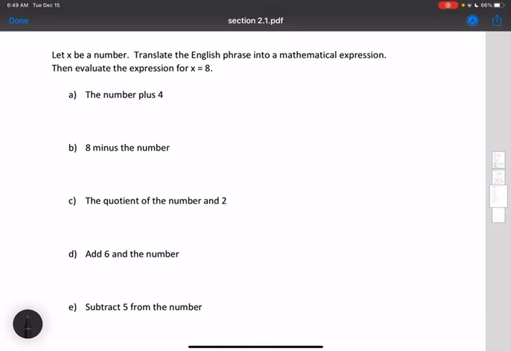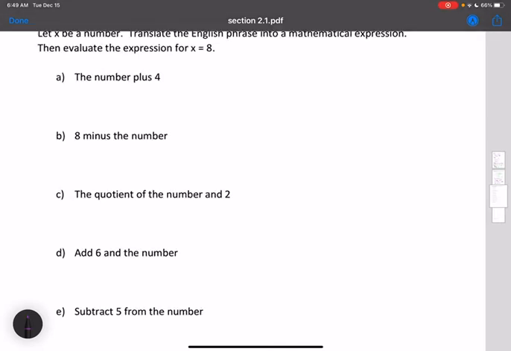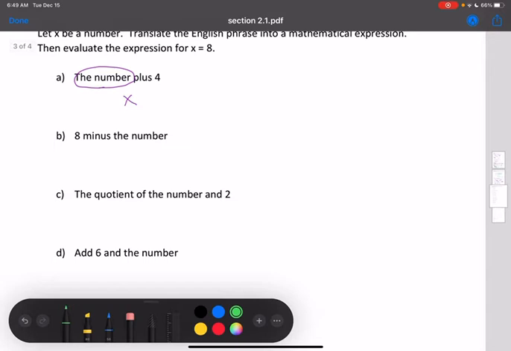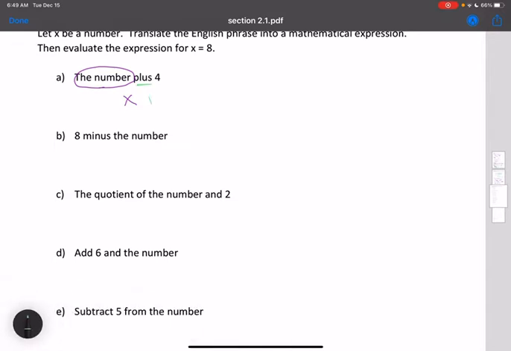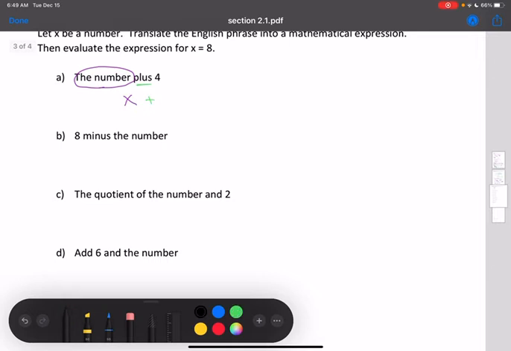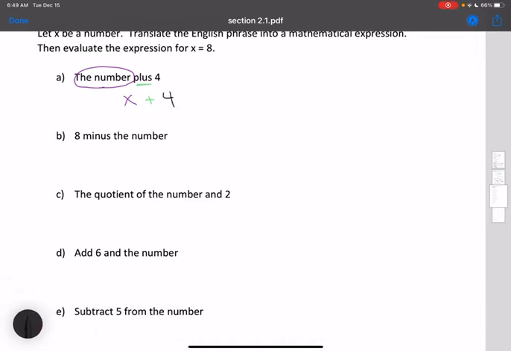Let's do these together. So we have the number plus 4. I'm going to circle these different parts to try to help it not be too confusing. The number, that would mean the variable, right? So the number plus means what? Plus, add, right? Plus that 4. So that's our expression, x plus 4. And then off to the side, if we were to plug in x equals 8, what would I have? That 8 plus the 4, I'm just going to write it way over here, would be 12.